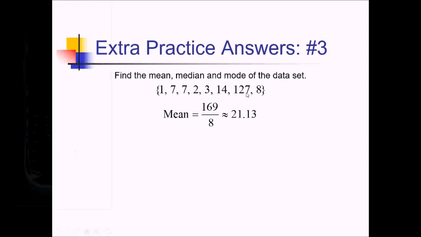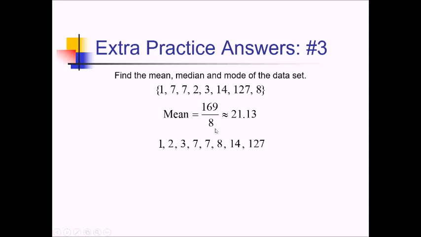So because of this 127, we can see that that's really pulling up our average on all these otherwise relatively small numbers. So now let's get the median by writing these in order and picking the middle number, or the mean of the middle 2 numbers. So our smallest number is 1, followed by 2, and then we have a 3. After that, we've got 2 of these 7s. And then we have an 8, a 14, and the 127.